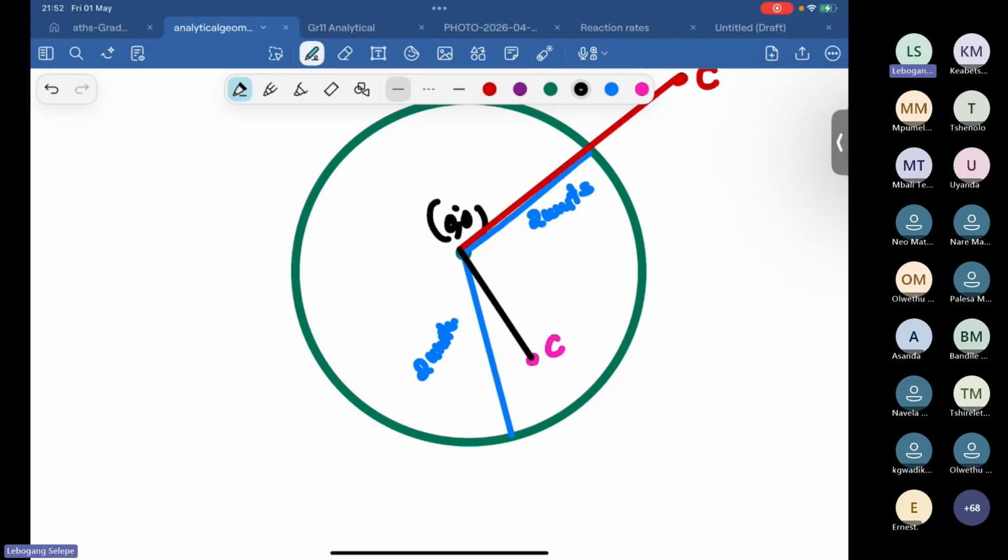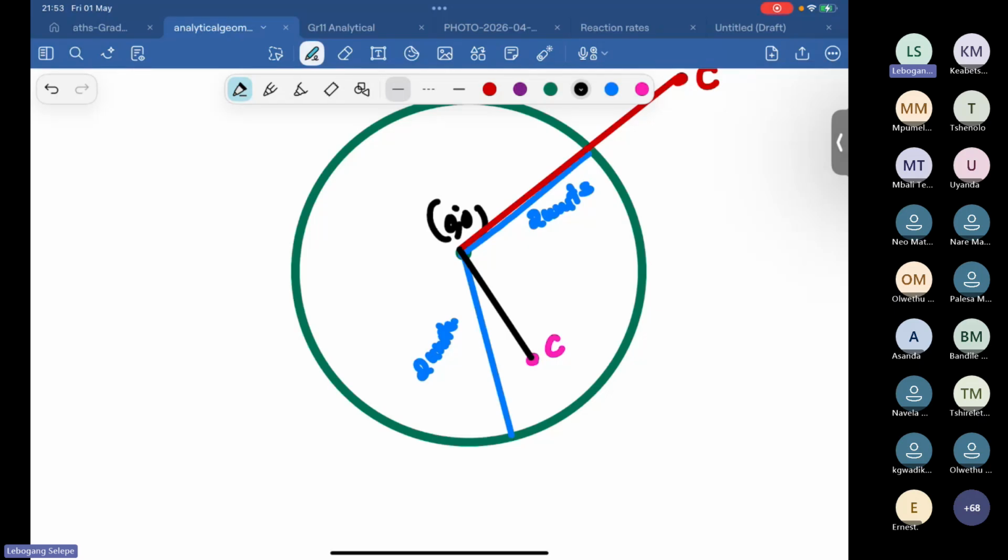Can you see the distance between the center and C? Okay, let me not tell you the answer. How does the distance between C and the origin compare to the radius? Is it bigger or smaller? Smaller, right?